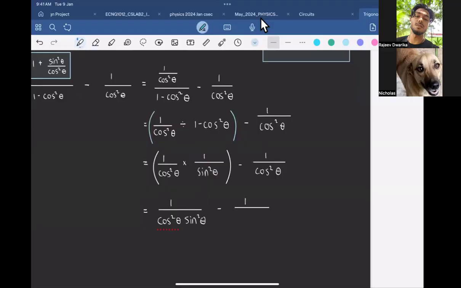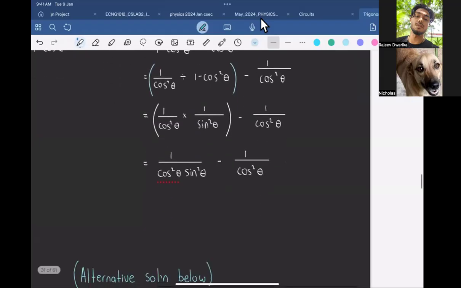Okay, things are looking simple now. Right. Now you can find the LCM real easy. What's the LCM? Cos squared theta sine squared theta.